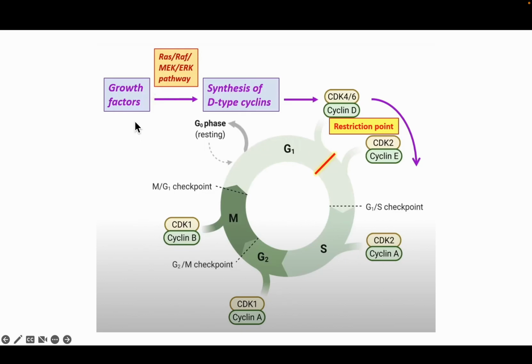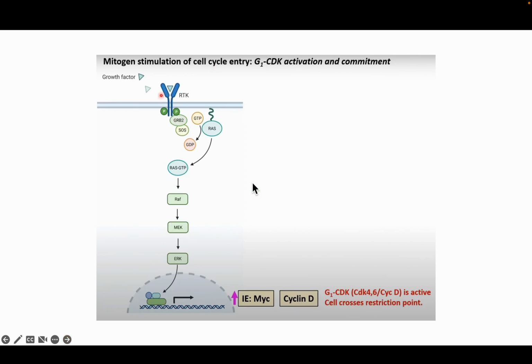So here you can see if there are any growth factors, then by the RAS, RAF, MEK and ERK pathway signaling, that will synthesize D-type cyclins, and it will eventually regulate CDK4 and 6 and cyclin D, and will help the cell to cross this restriction point. So you have seen this slide in the lecture also.